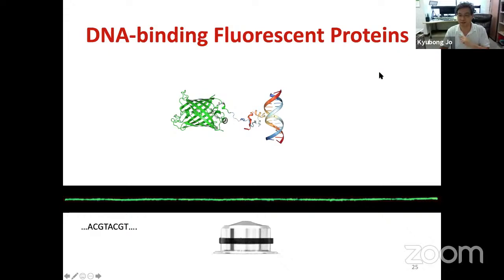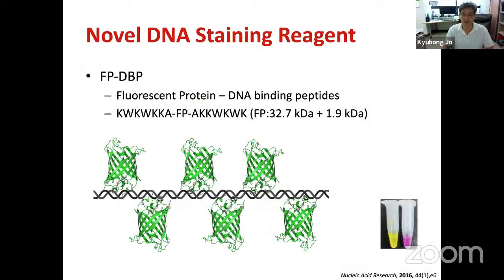This is one of the examples of the DNA binding fluorescence protein. The long DNA molecule is fully stained by this simple protein. In that case, there isn't any intercalation, there isn't any overstretching, the binding is reversible, and we can see the DNA backbone. This is more detailed information. We named it FPDBP, which stands for fluorescence protein fused with DNA binding peptide.